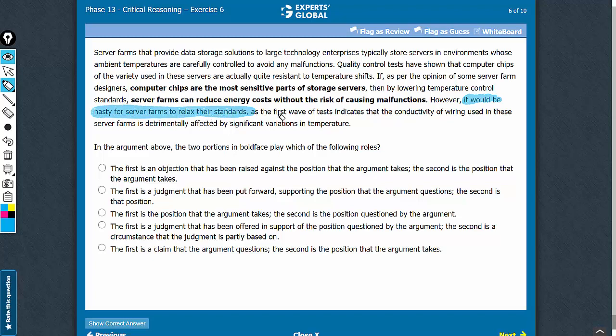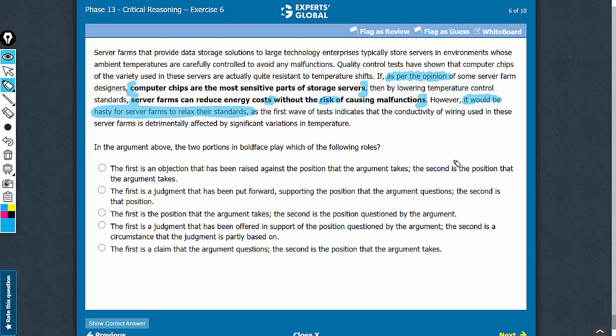The second step is to link the two boldfaces with the conclusion. So read the language here as per certain opinion, and this part you see here is the opinion. So according to this opinion, this part can be done. However, the conclusion is that the second part should not be done. So how are the two boldfaces linked with the conclusion? The first is an opinion that leads to a certain plan, and the conclusion, the argument, is against that plan.